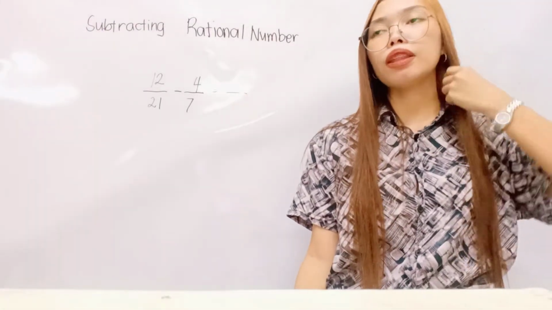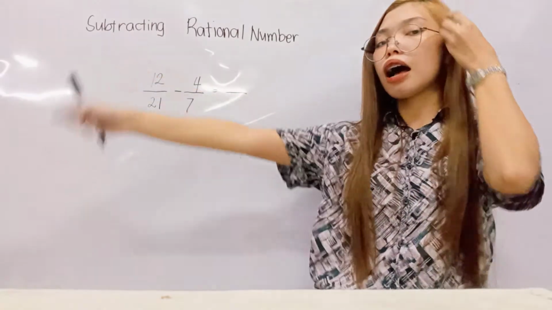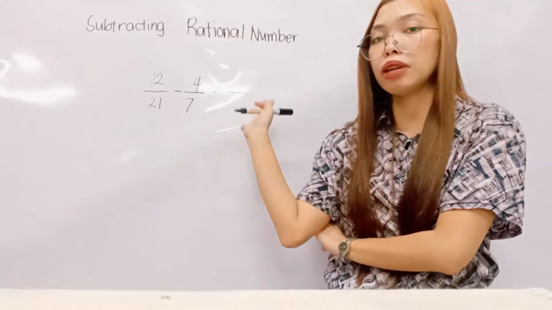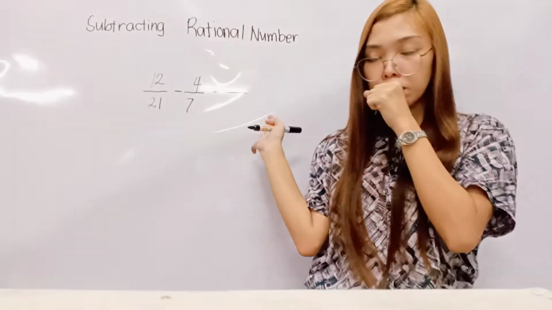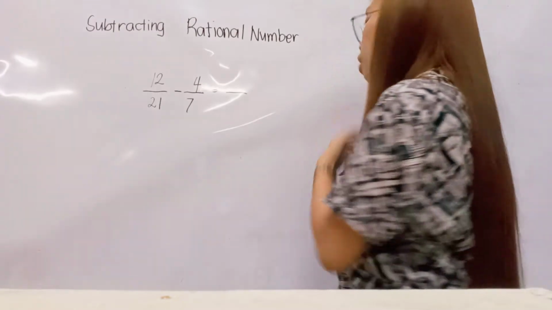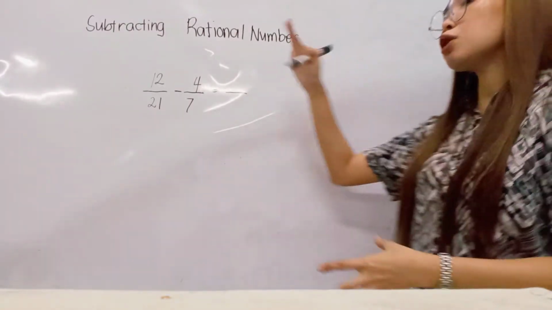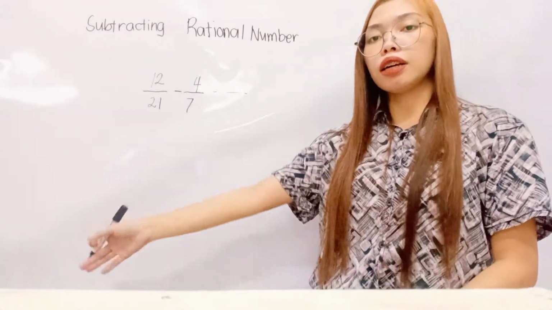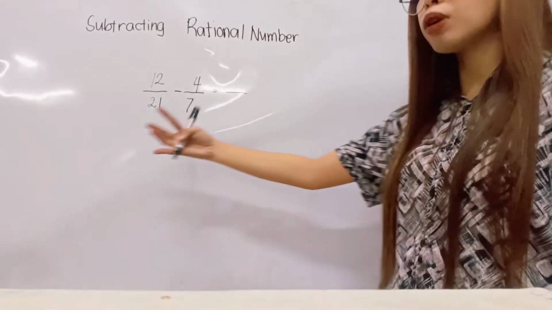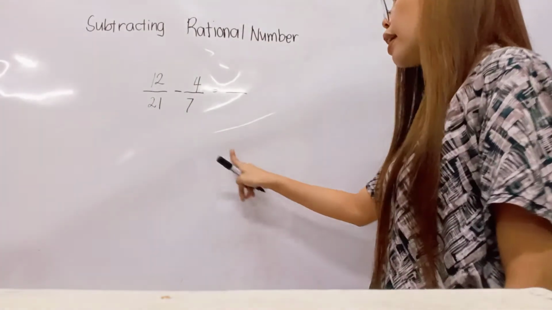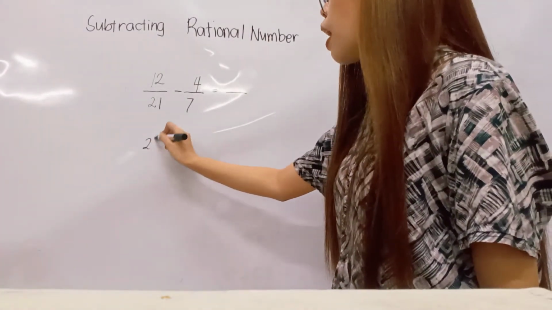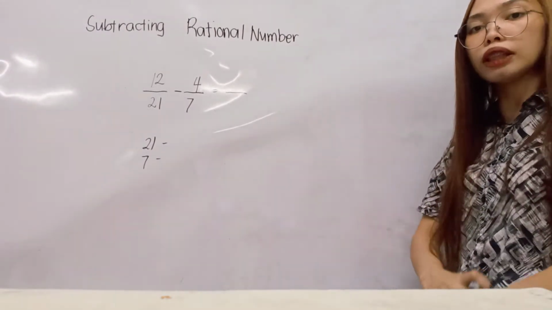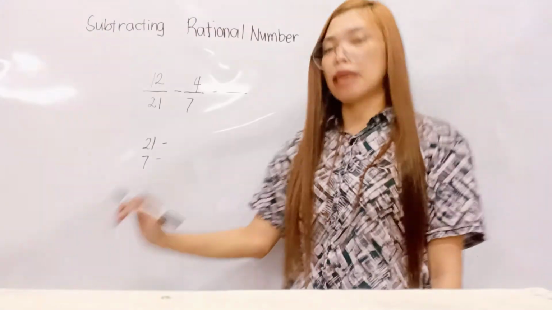So, just like what we did in addition of rational numbers, we also have to make these two fractions similar since they are dissimilar fractions, di ba? So, we need to make these two fractions similar first. But how? So, by getting their LCD. Okay, just like what we did a while back. Get the LCD of 21 and 7. So, let us now list down all the multiples of 21 and 7.